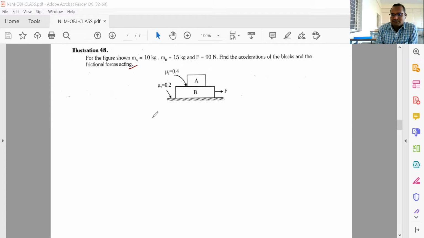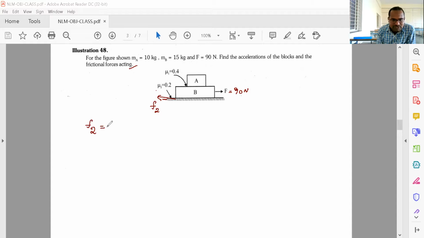Till now, in all the examples we have taken, the surface is smooth. But now this surface is not smooth. It has some friction. And this force is given to be 90 Newton. First, let us check whether block B and block A will move or not. The pulling force is 90 Newton, but some opposing frictional force will act, no? That is F2, let us call it. Let us find how much it is.